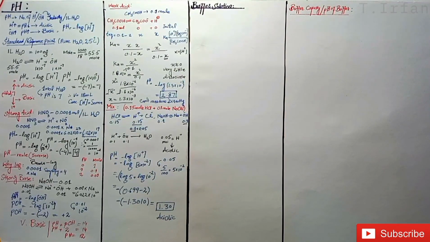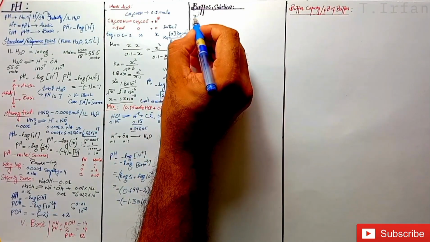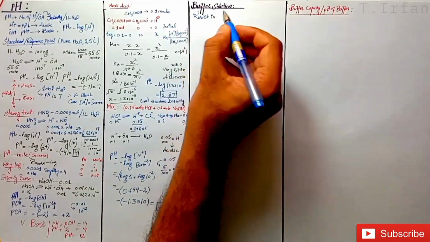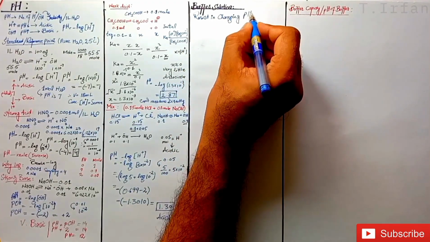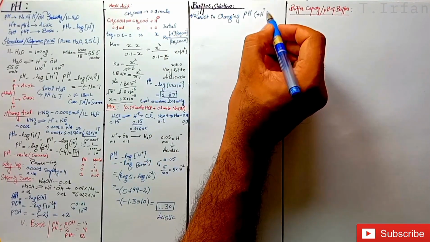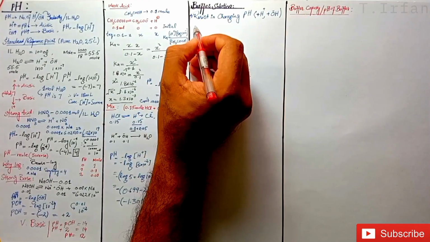Let us now discuss buffer solution. Buffer solution resists changing pH. Just like a sponge which absorbs excess water and keeps things clean, buffer solution absorbs excess hydrogen or hydroxyl ions and keeps the pH stable, even when we add hydrogen or hydroxyl ions to the solution.